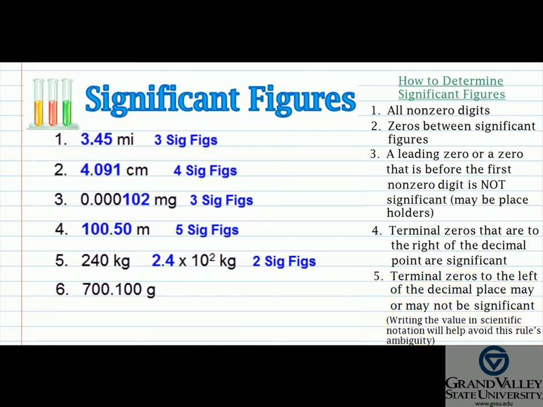Next, let's determine the number of significant figures in the final problem. 7 and 1 are significant figures. According to rule number 2, zeros between 2 significant digits are significant. Rule number 4 states that terminal zeros to the right of the decimal point are significant. As a result, these 2 zeros are significant, which gives a total of 6 significant figures.